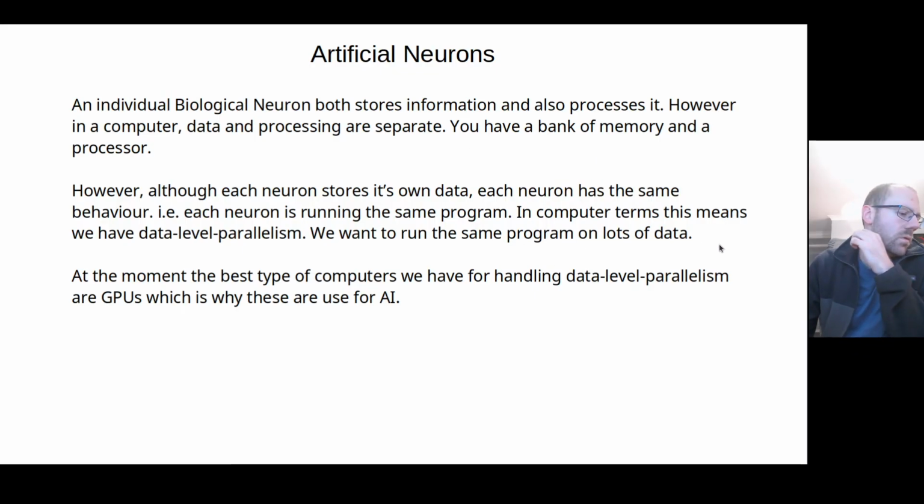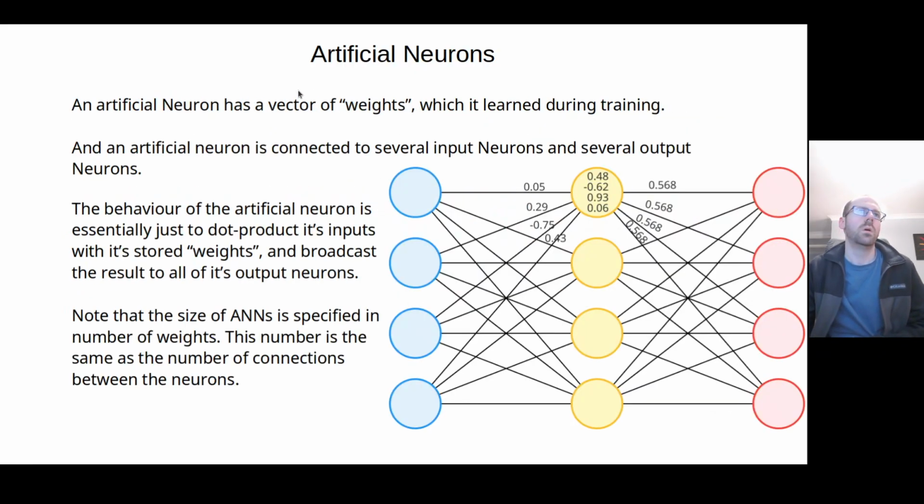Yeah, no, I mean, data level parallelism has an interesting history. They made the first computers with optimizations for data level parallelism in the 70s, you know, the Cray supercomputer or whatever. But anyways, let's not get sidetracked. At the moment, the best type of computers we have for data level parallelism are GPUs, which is why we use these for AI. Cool.